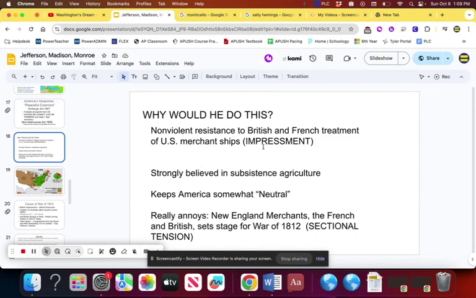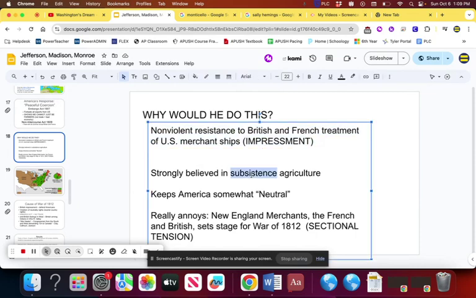So why would he do that? Again, the impressment thing. He strongly believes in subsistence agriculture, which is, again, farming for yourself just to eat. It does keep America somewhat neutral in issues around the world, I guess would be partially his argument. But this also really annoys the New England merchants. Again, he's a Democratic Republican. He's an anti-federalist, so most of his policies are going to annoy the New England merchants.